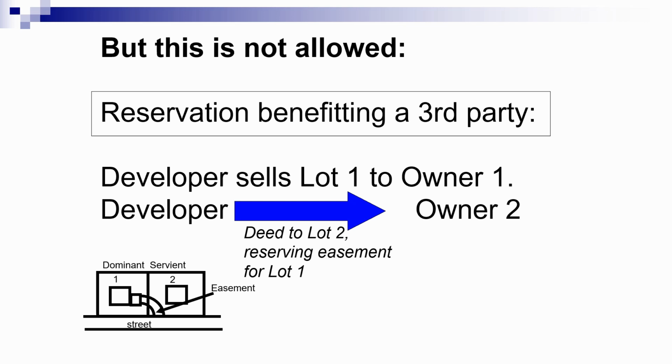Now there's a common mistake that people often make when trying to reserve an easement. It's illustrated by the picture we have in front of us. It's called a reservation benefiting a third party, and it's simply not allowed.